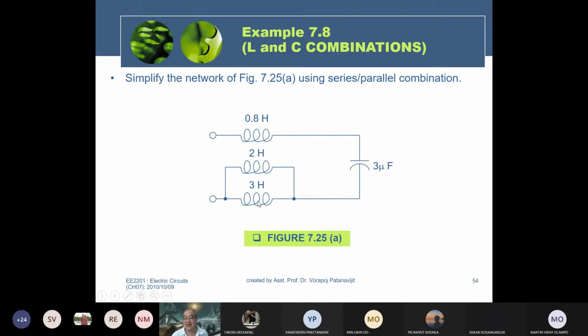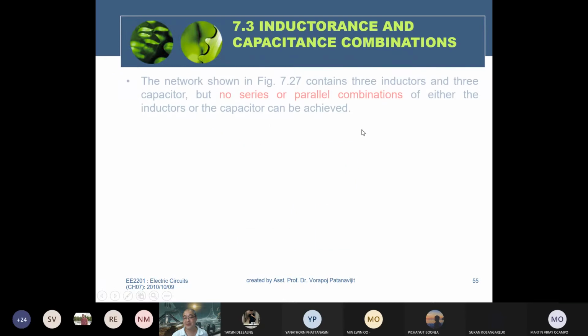And here the inductor is the same as the resistor. If inductors are in parallel, you combine them like the parallel case: 1 divided by L equivalent equals 1 divided by L1 plus 1 divided by L2. Two other inductors are connected in series, so you can combine them like resistances in series. Only add them: 0.8 and 1.2 give you 2 henry.